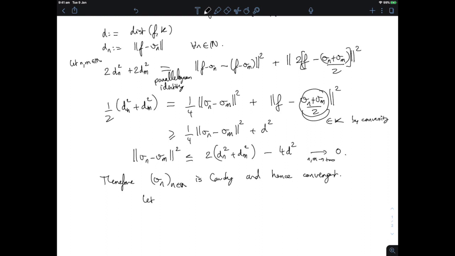Let's call u its limit. Then we have that u belongs to K since K is closed. And that concludes the proof of the existence. We have found a projection. We still need to show it's unique. We need to show it's characterized in the appropriate way. And we'll need to show that the map that sends f to u, the actual projection, happens to be linear if K is a subspace.